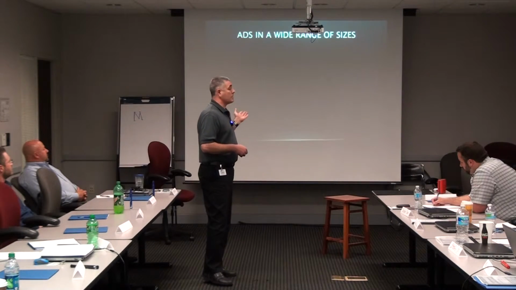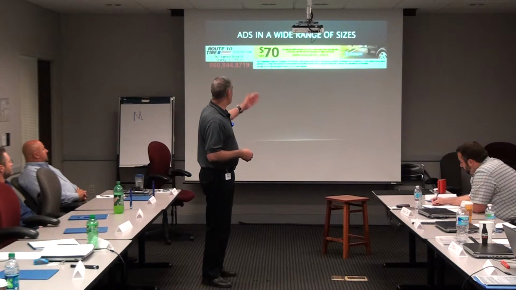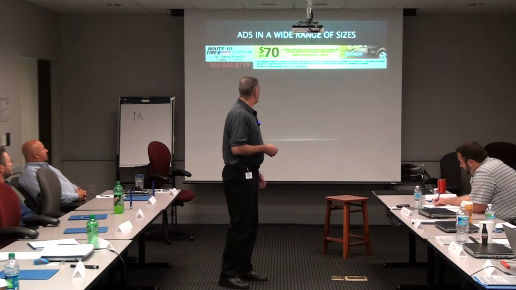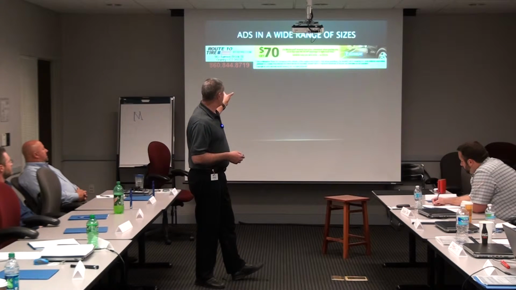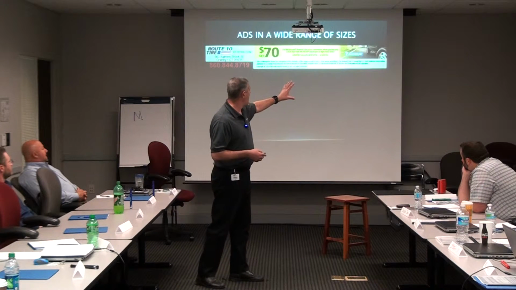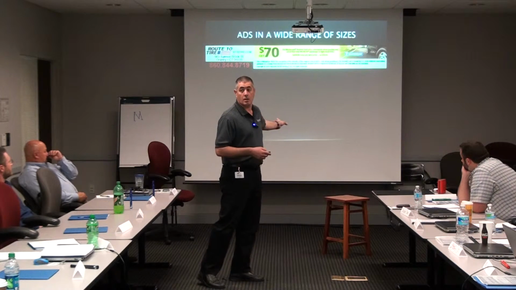Ads come in a wide range of sizes. This is an example of an ad for Route 10 Tire. This was an AED that was a BIB3 struggling on his number. We gave him an example of what a $70 rebate would look like. This would pop up on the top of the website.